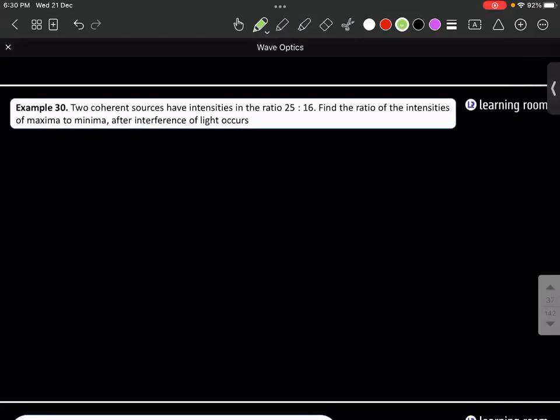Two coherent sources have intensities in the ratio 25:16. Find the ratio of the intensities of the maxima to minima after interference of light occurs. So I1 by I2 is equal to 25 divided by 16. So how to find it, guys? A1 by A2 is 5/4. Okay. A1 by A2 is equal to 5/4.